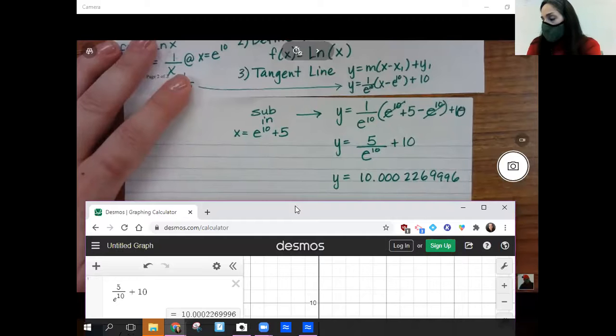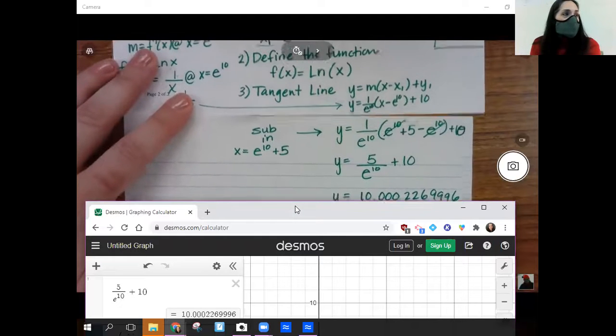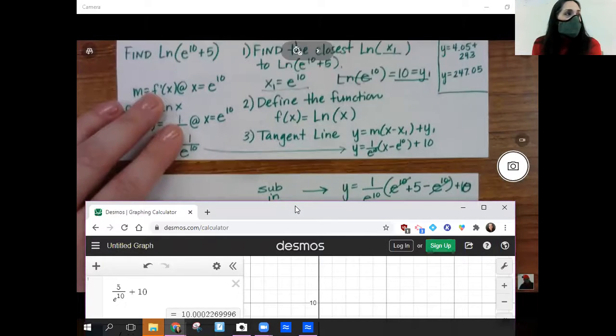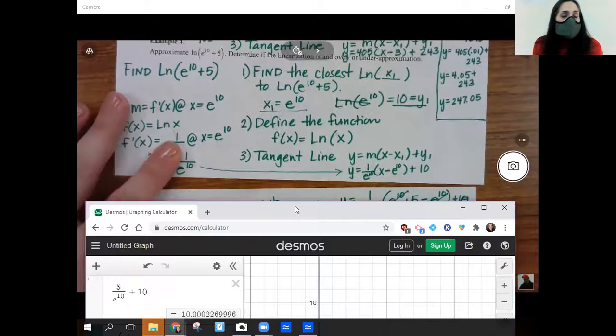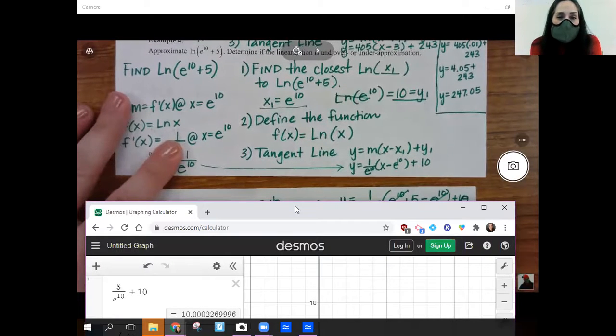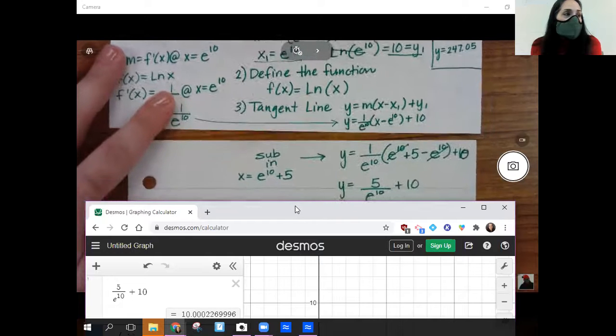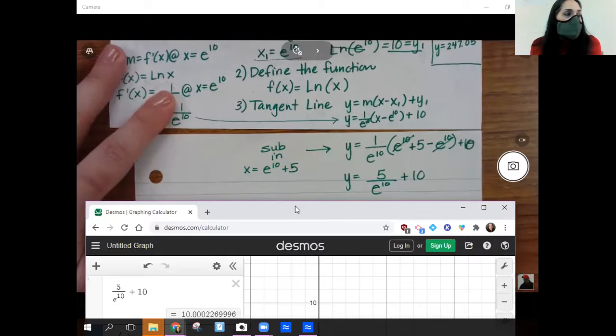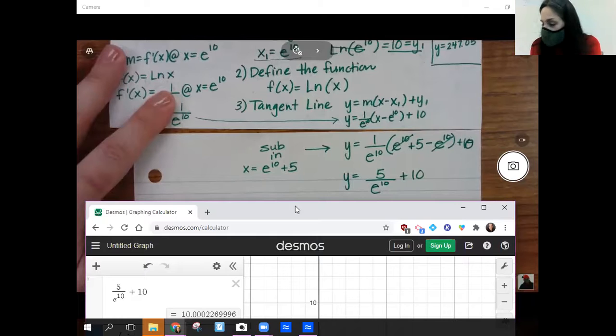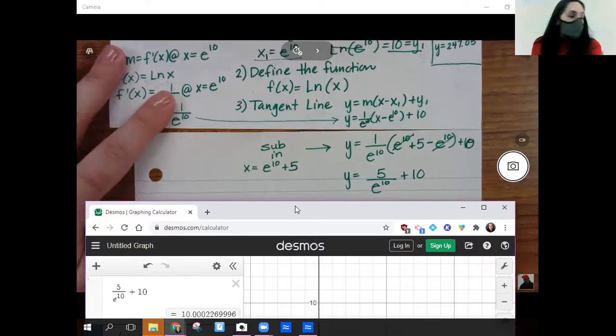It's the same process over and over to do this. You are finding a value closest to what you have that will work out really nice, like mentally you can do it and get a whole number for the answer. And then you define the function, take the derivative and make a tangent line, and then sub in at the end and get your answer. Okay, so that's called linearization.